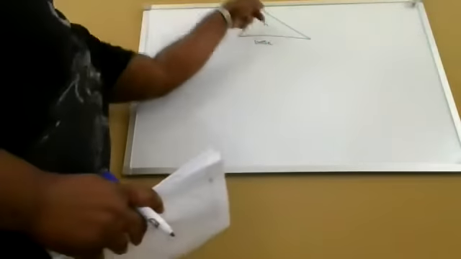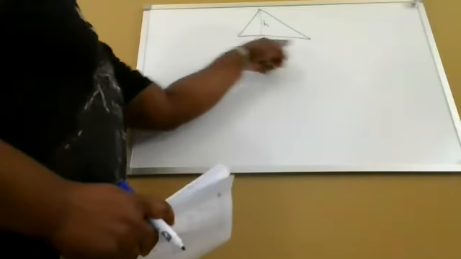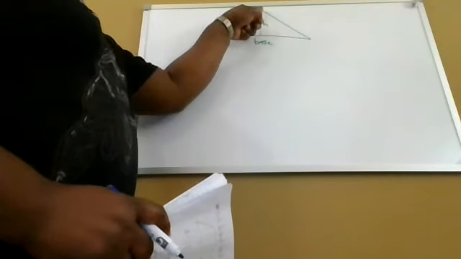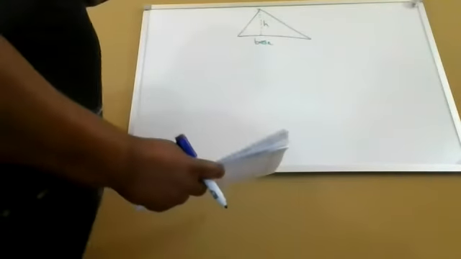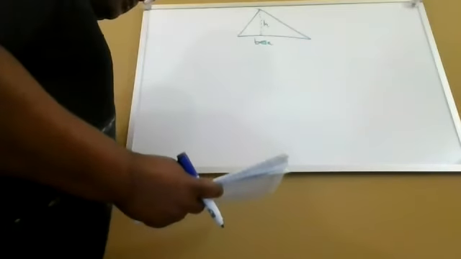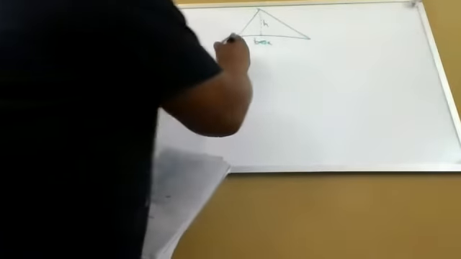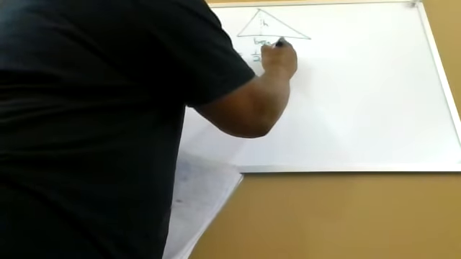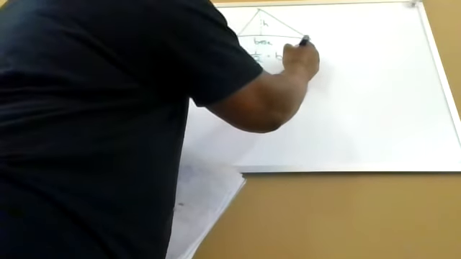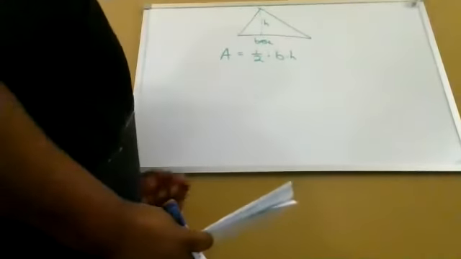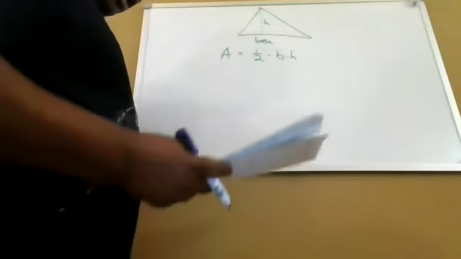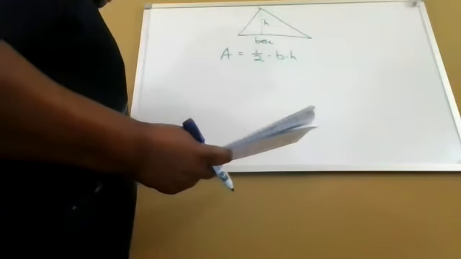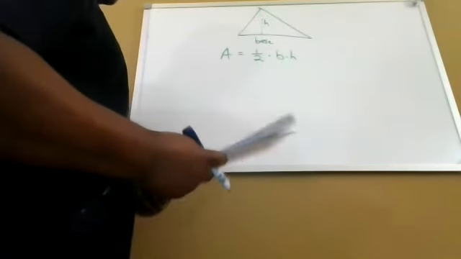So you have a triangle that has a base and it has a height h. And the formula for the area is 1/2 base times height. Or 1/2 times b for base, h for height. So if I'm given the area and the base, let's calculate the height.